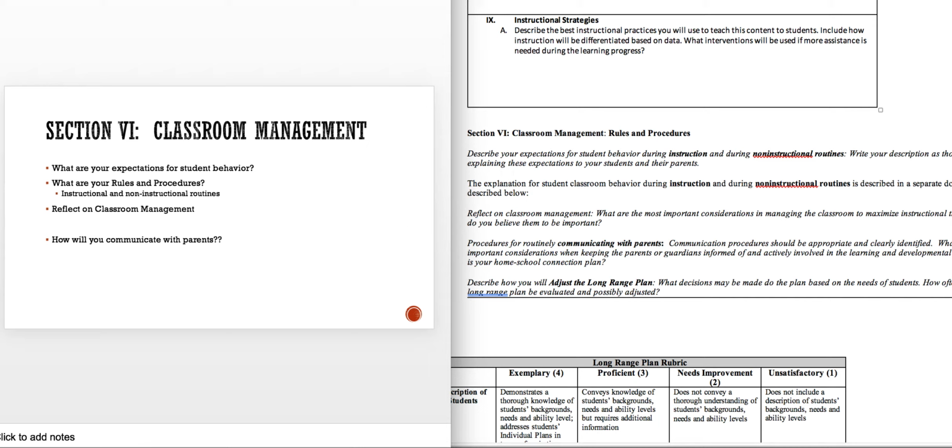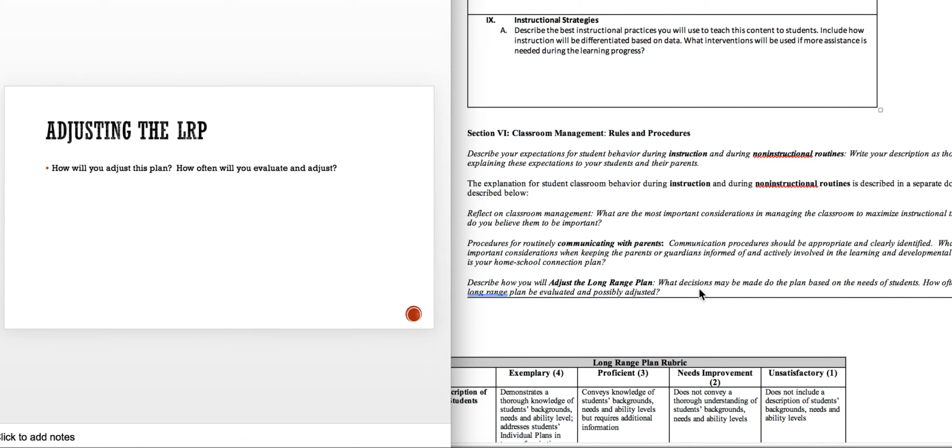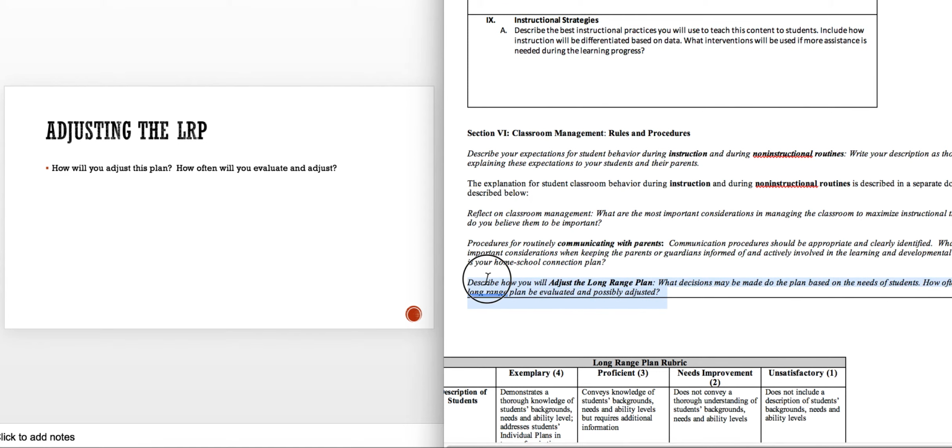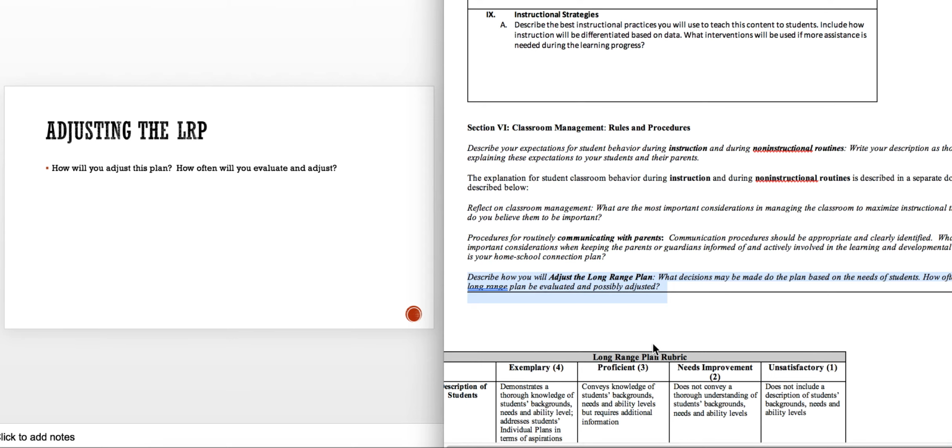And then finally, the very last section, it kind of gets tucked in at the end here, but it's how are you going to adjust your long-range plan? So you sit down in July or August and create this long-range plan for the entire year, but as we all know, things happen like hurricanes or snow days or ice days. So how often are you going to adjust and look at your long-range plan and make any necessary adjustments that are needed? So you're going to want to talk about that. That's the last part of your long-range plan.